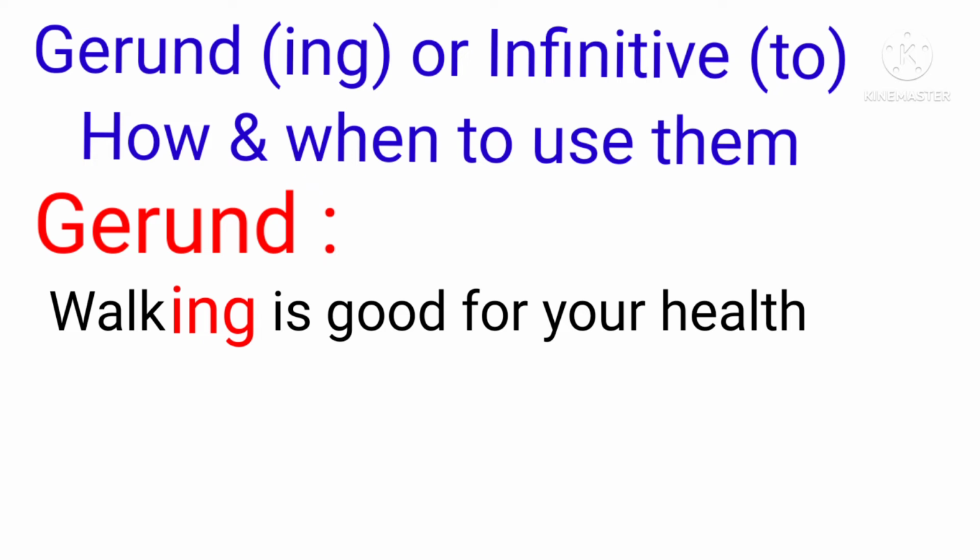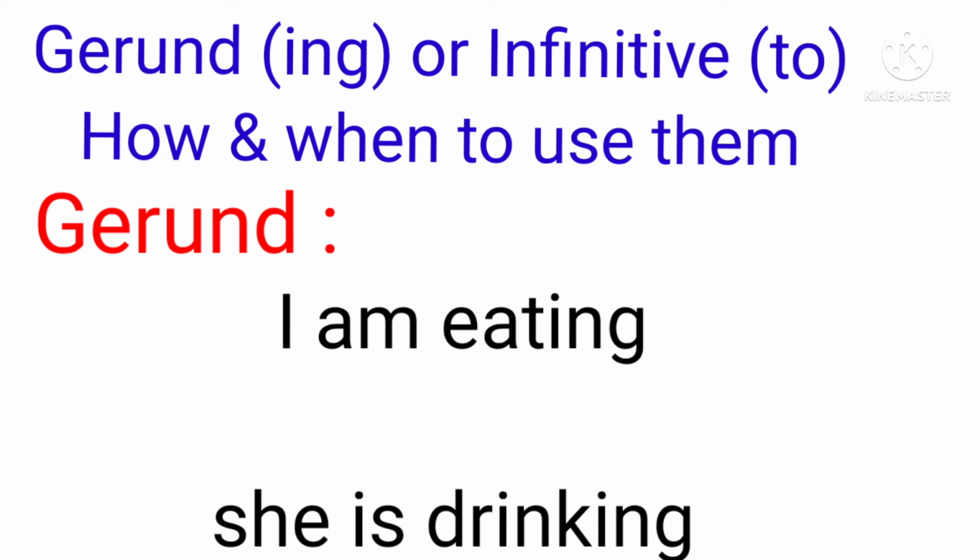Take a look at the progressive tenses. They use the be verb and the present participle, like a gerund. This adds ing to the base verb. For example, I'm eating. She is drinking. So how do we know if the verb ending in ing is a present participle or a gerund?